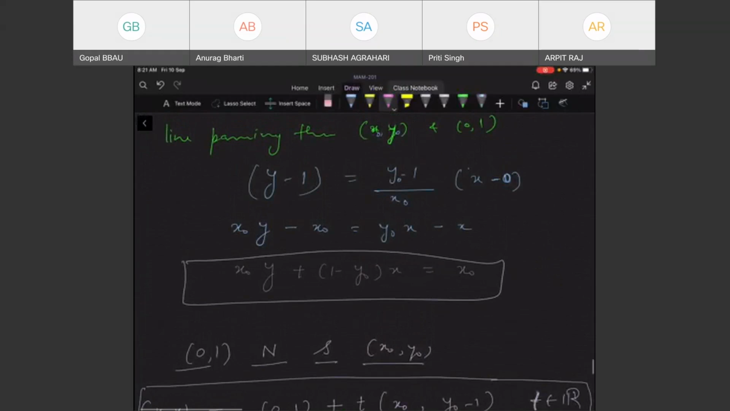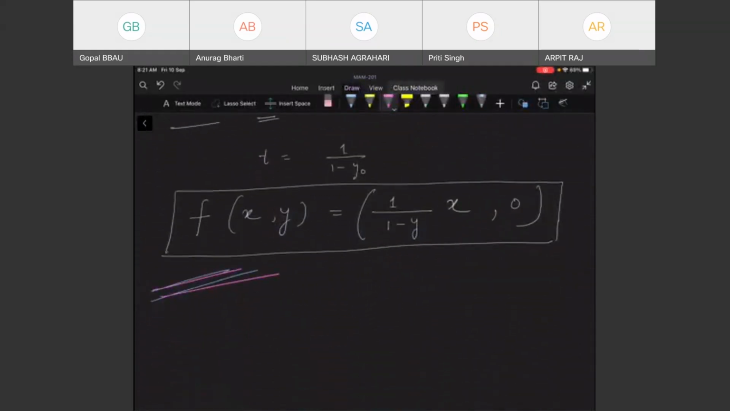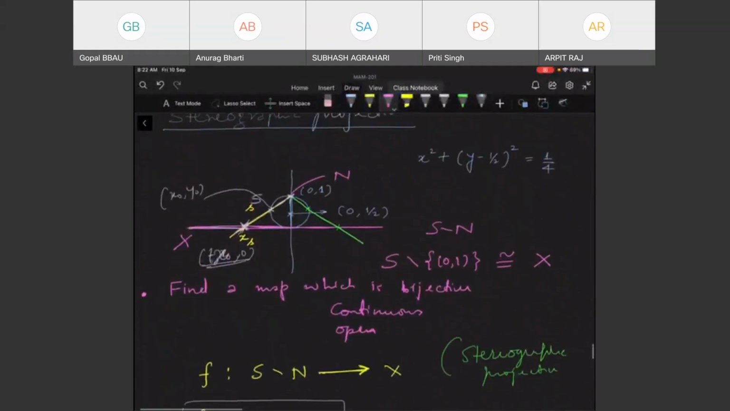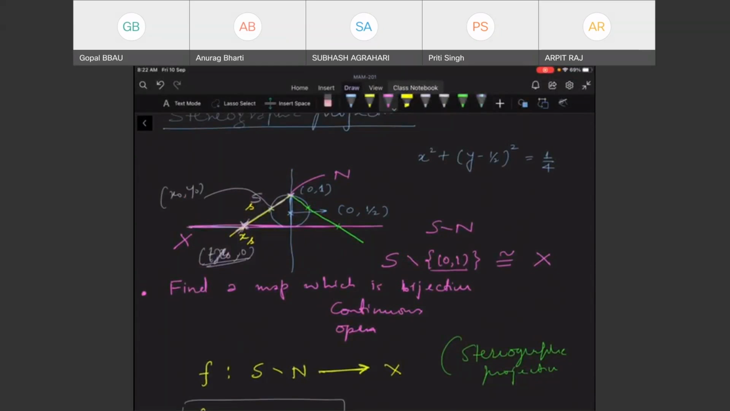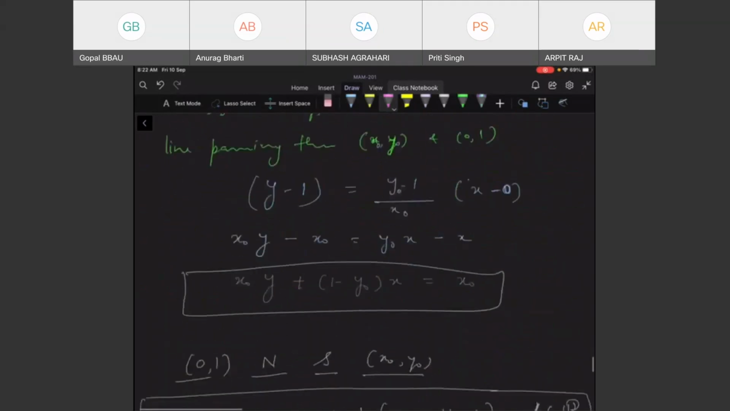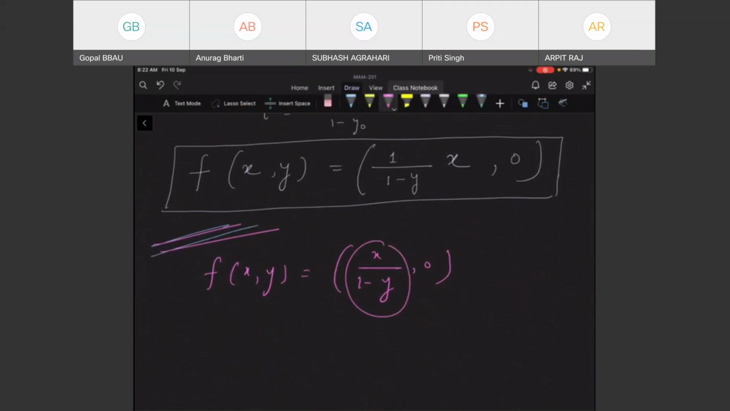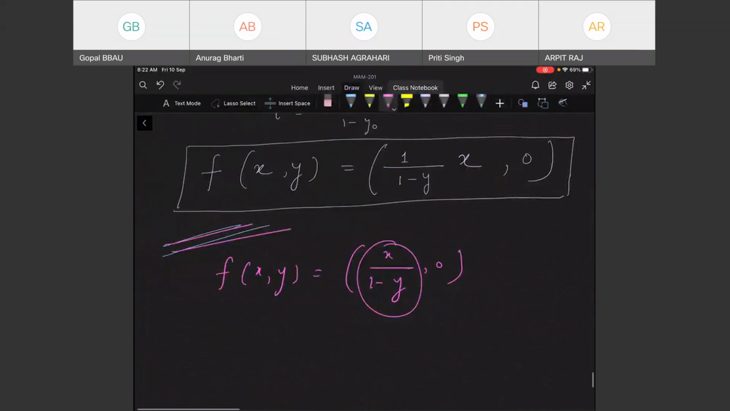So does anyone have a problem here? Is this okay to everyone? Yes sir. Now, since this map f(x, y) is x upon 1 minus y, comma 0, you see y is not equal to 1, because the point where y was 1 we have omitted. We have omitted that point, therefore y is not equal to 1. This means this function, call it f1, f1(x, y) equals x upon 1 minus y, is well defined.